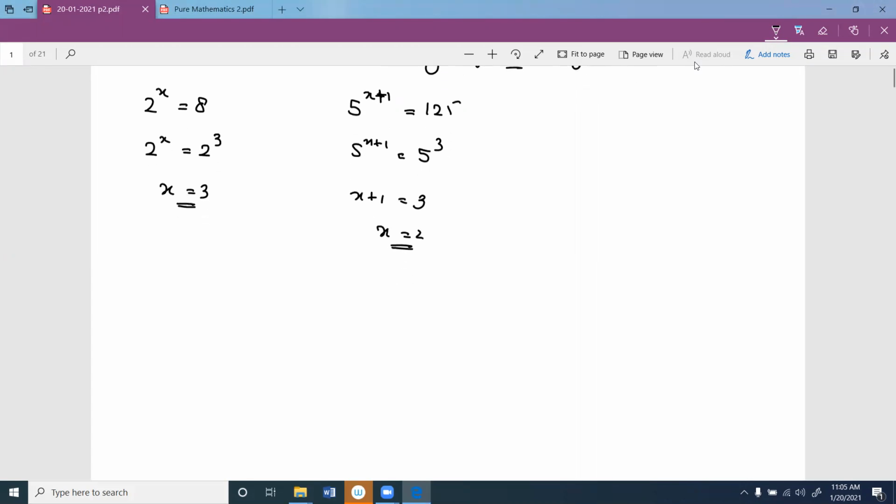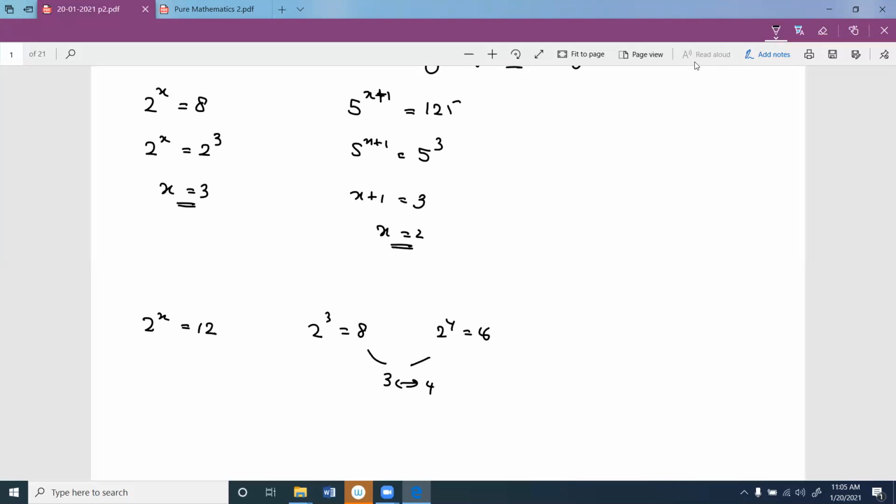That's a simple answer for that. But if you come across a situation like 2 to the power x is equal to 12, we know that 12 is not an integer power of 2. You know that 2 to the power 3 is equal to 8 and 2 to the power 4 is equal to 16. Therefore, it's a power in between 3 and 4. That's a fact you have to understand with this question.